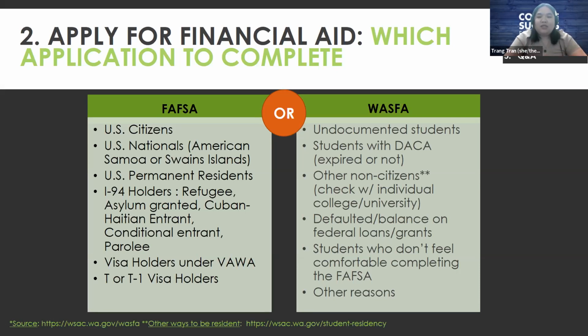So students who answer yes to any of these questions will file a FAFSA. So if the student is a US citizen, a US national, like those from American Samoa or the Swains Islands, a US permanent resident, an I-94 holder with one of the following designations: refugee, asylum granted, Cuban Haitian entrant, conditional entrant, or parolee, visa holders under the VAWA Act, or T1 visa holders. So any of those students under any of the following categories will apply for a FAFSA.